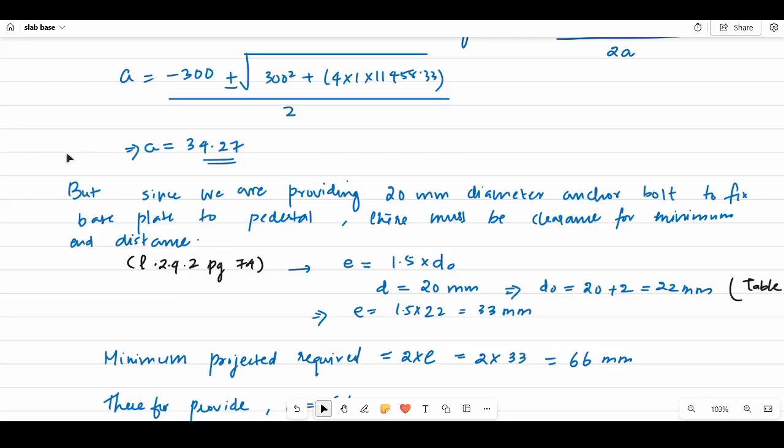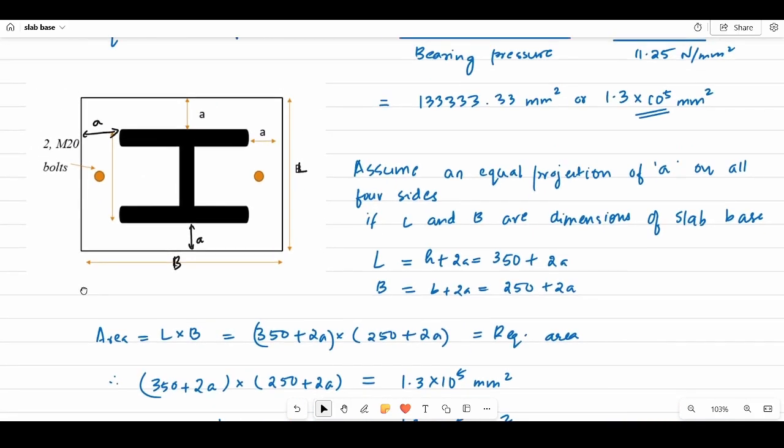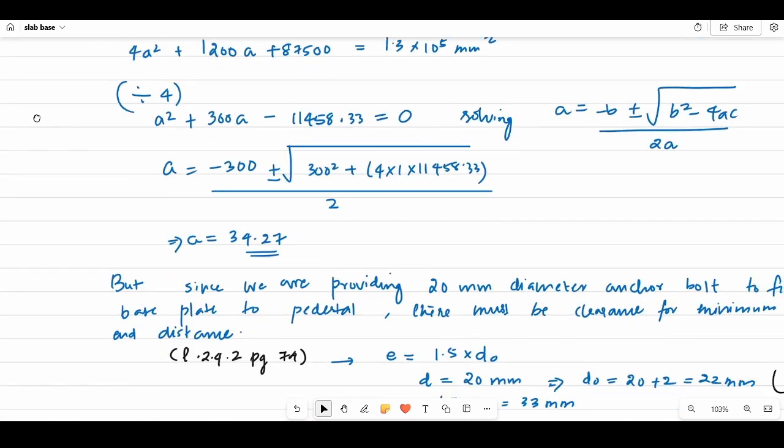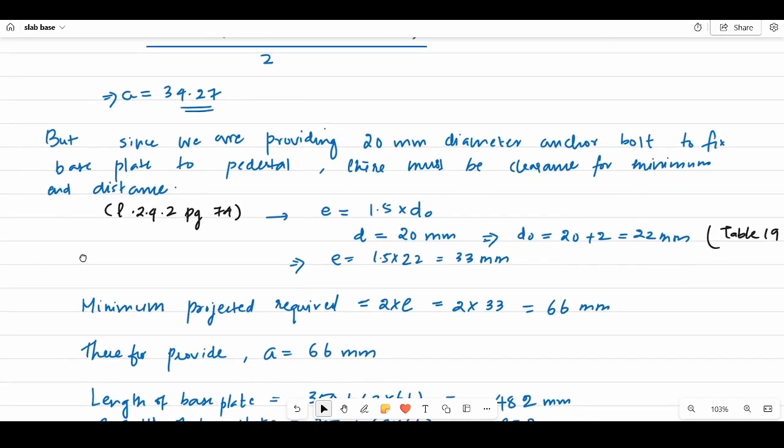The thing is that we have to provide anchor bolts for fixing our base plate to the pedestal, and usually 20 mm diameter anchor bolts are considered. So the anchor bolt is basically a bearing type of bolt only, so it must have a minimum end distance, otherwise, without sufficient end distance, there will be failure. So there has to be a minimum end distance from the end of this base plate to the center of the bolt hole, and also from this bolt hole to the end of the I section also. So we have to see whether the minimum end distance is there.